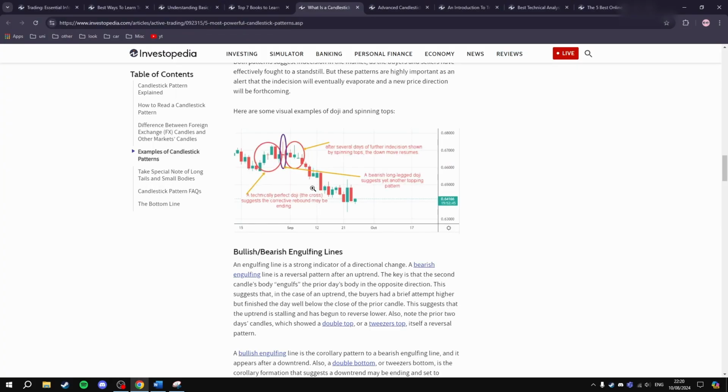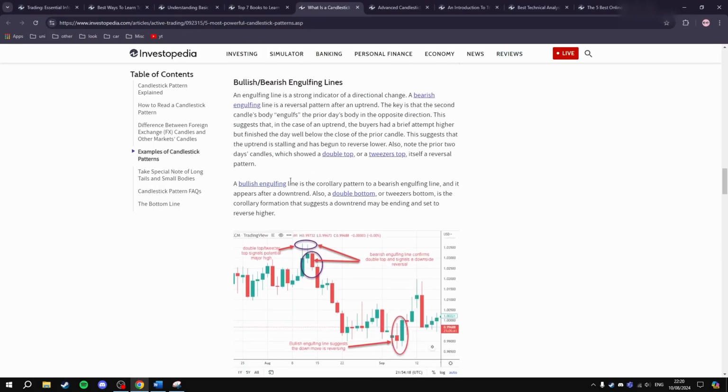Bullish / bearish engulfing lines. An engulfing line is a strong indicator of a directional change. A bearish engulfing line is a reversal pattern after an uptrend. The key is that the second candle's body engulfs the prior day's body in the opposite direction.